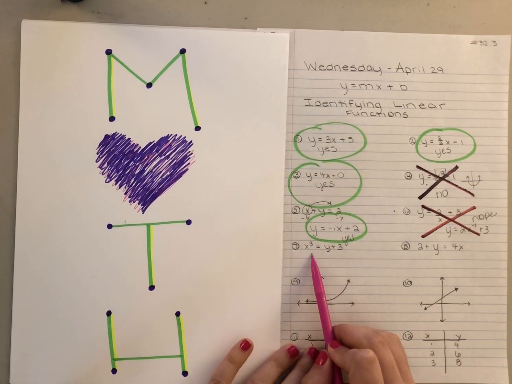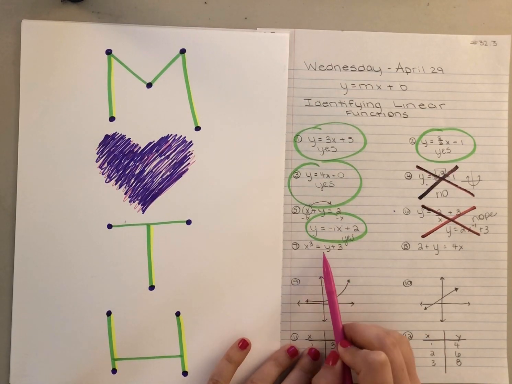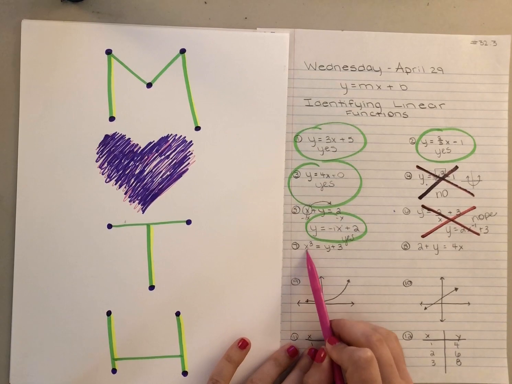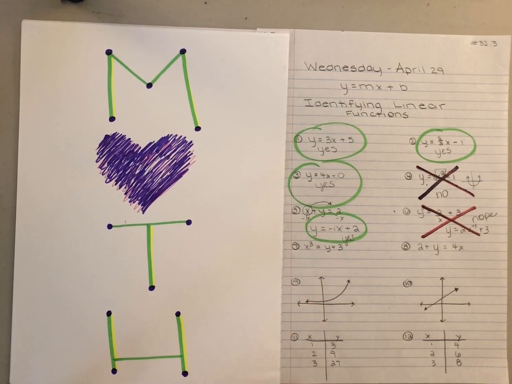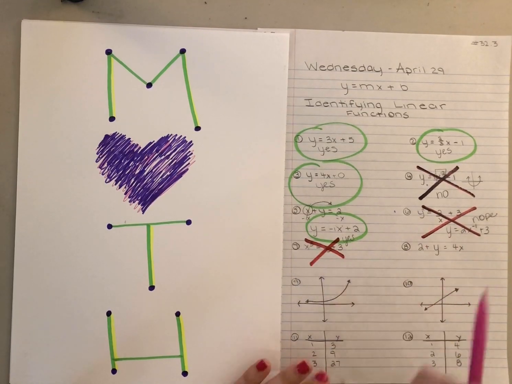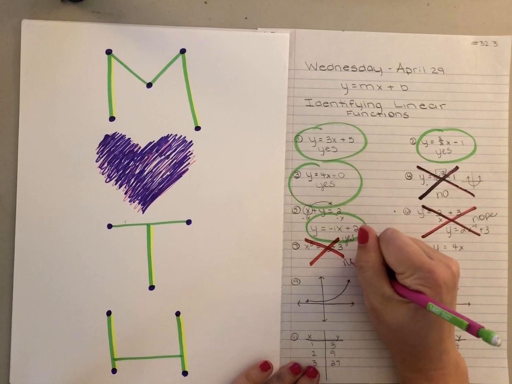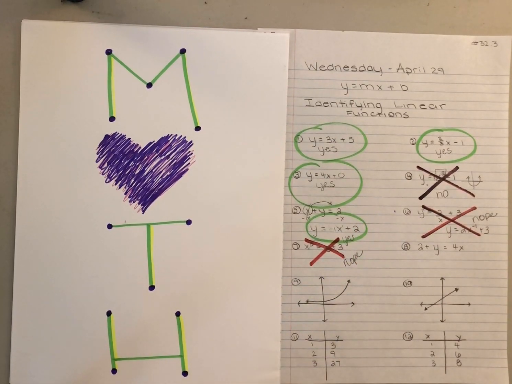Number 7, same thing. X to the 3rd power equals y plus 3. If that had been x to the 1st power, I could manipulate that. I can move it around and get it into slope-intercept. But as soon as you see that exponent and it's not a 1, that's a no. There's nothing we can do about that. We only want x to the 1st power.